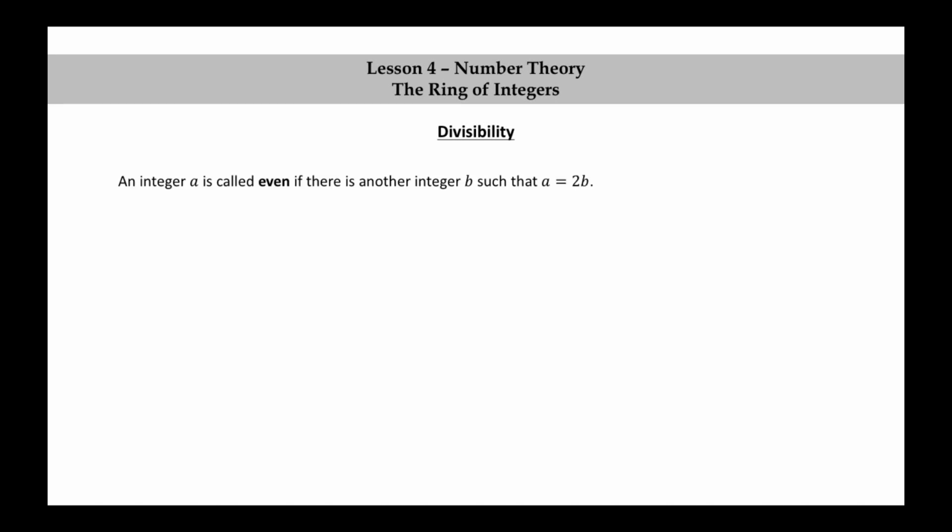Divisibility. An integer a is called even if there is another integer b such that a is equal to 2 times b. Let's look at some examples. 6 is even because 6 is equal to 2 times the integer 3. Negative 14 is even because negative 14 is equal to 2 times the integer negative 7.